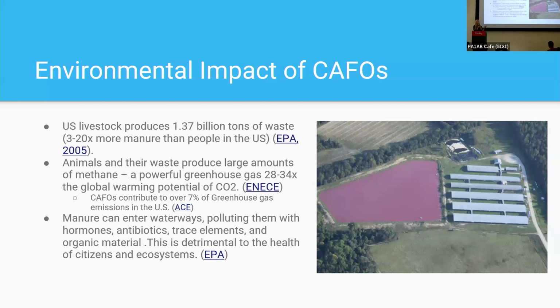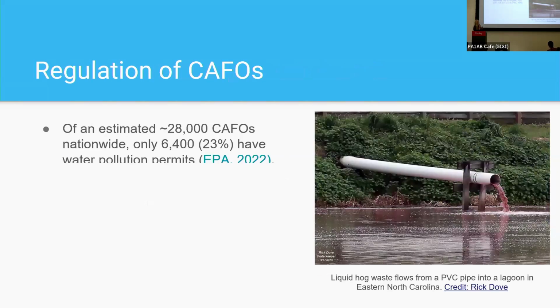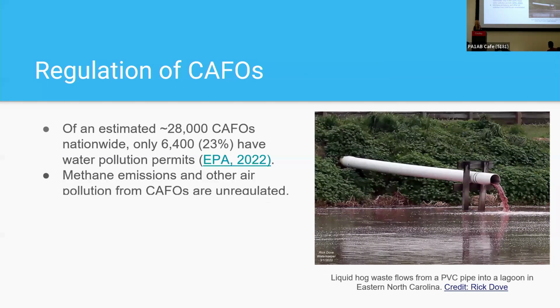So what does the US have at present to take care of this environmental impact? There are regulations, there are water permits. It's a little bit cut off, but of the 28,000 CAFOs nationwide, only about 23% have these water pollution permits. And these are permits that will put limits on the type of pollution, where they can pollute and how much in waterways. And here's a sort of a motivating picture. I think it's a hog CAFO in North Carolina that's draining into a lagoon. So you can see it's a real issue.